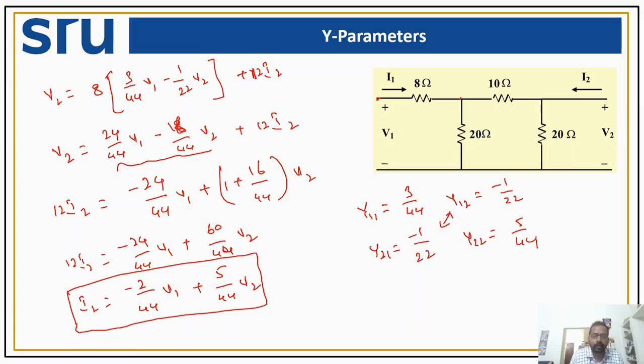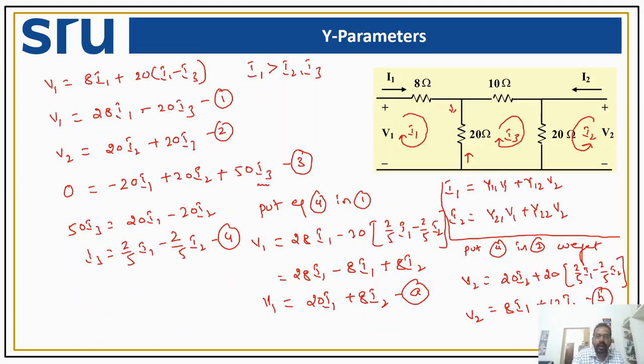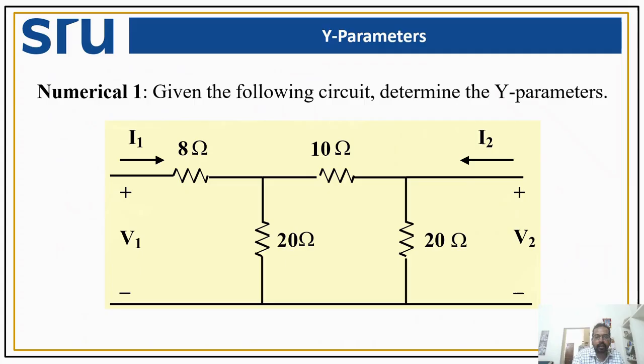Now let us see how we are going to solve the same numerical in a different way. Because if you see here, we are having a lot of equations. We are trying to put one equation in the other way. So it is a little bit confusing, it may be difficult for a few students. So let us see how we can solve the same problem in a different way.